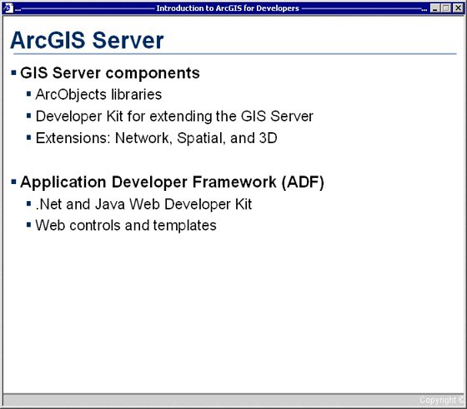ArcGIS Server consists of two components, a GIS server and an application developer framework known as the ADF. The GIS server hosts the ArcObjects for use by web and desktop applications and provides a scalable environment for running ArcObjects on a server that can serve many users over the local area network or the internet. The ADF supports the building and deploying of .NET or Java applications that use ArcObjects running within the GIS server. The ADFs include software developer kits with web controls, templates, developer help, and several code samples and scenarios to help you get started.